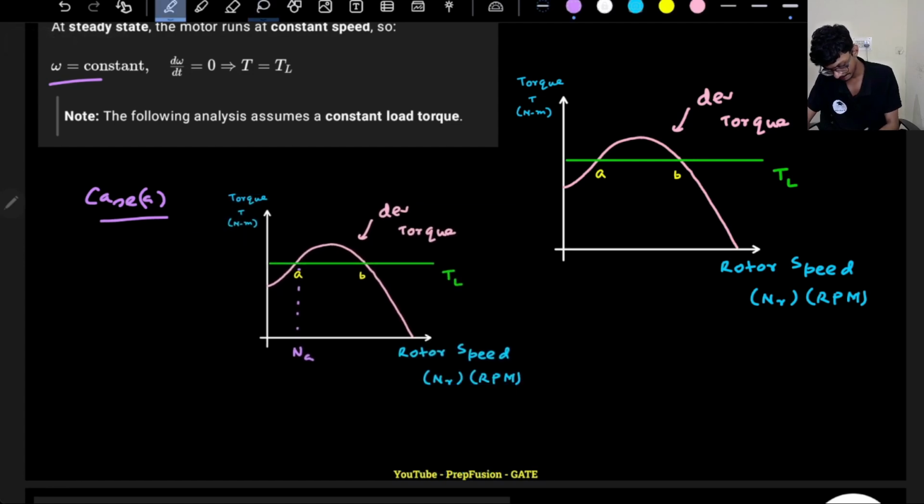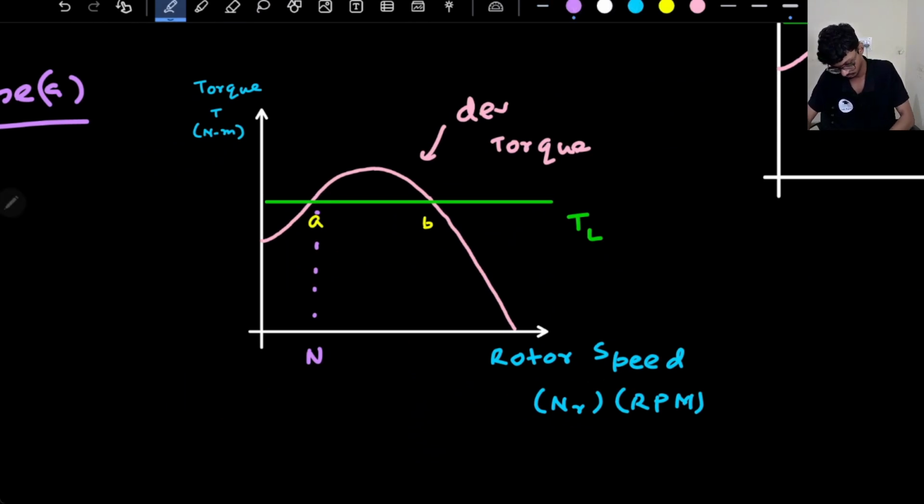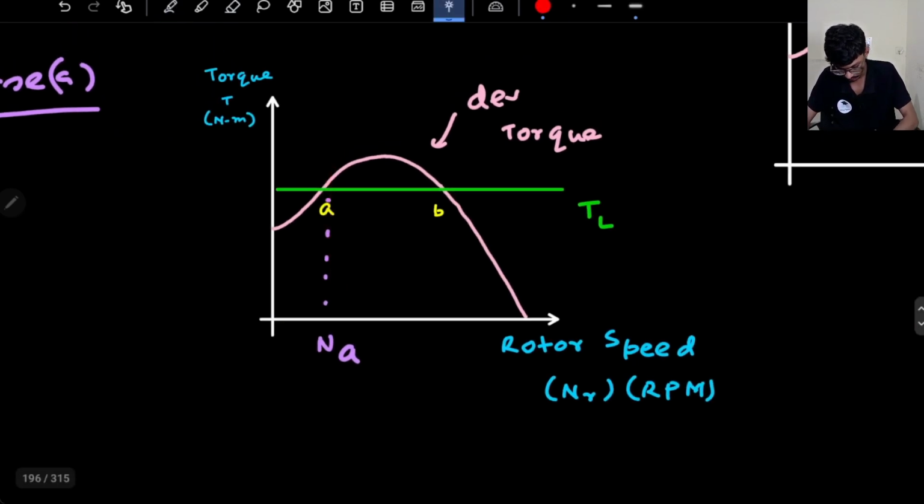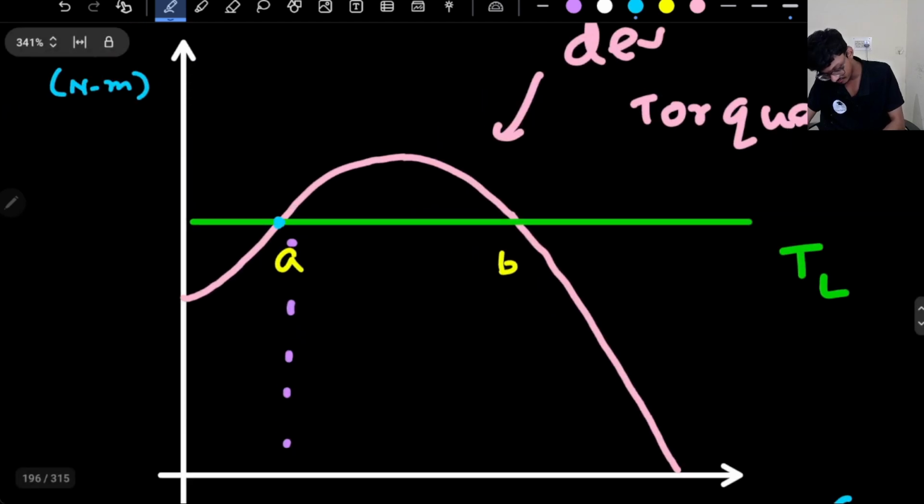If I see over here, this is my Ni basically. So what I can say is, if I give it a small disturbance, let's say I'm at point A, I give my motor a small disturbance, I reach my point B.